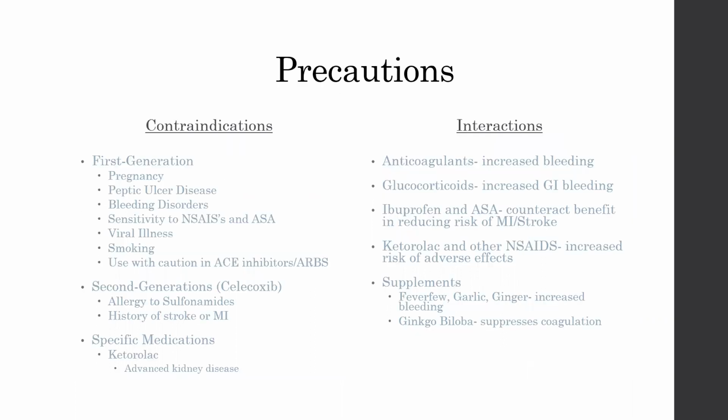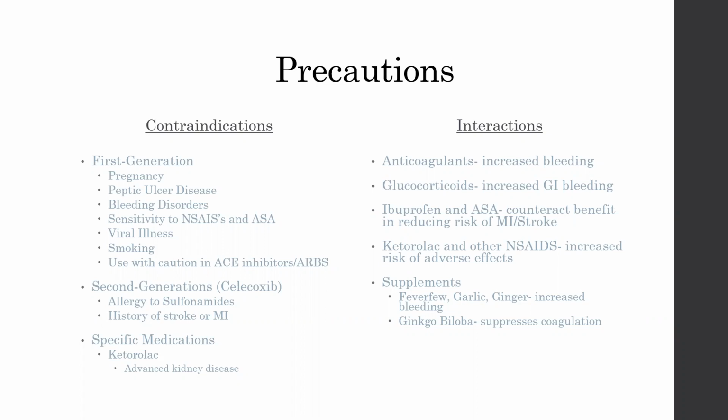Contraindications to taking these medications: if it's the first generation class, we cannot use it during pregnancy, if the individual has peptic ulcer disease or a bleeding disorder, if they have sensitivity to NSAIDs and aspirin, or if they're children or adolescents with a viral illness. If they smoke, we would want to use caution, and we'd also want to use caution when prescribing it with ACE inhibitors or ARBs. Celecoxib, the second generation, would not be able to be taken by individuals that have an allergy to sulfonamides or have a history of stroke or myocardial infarction.